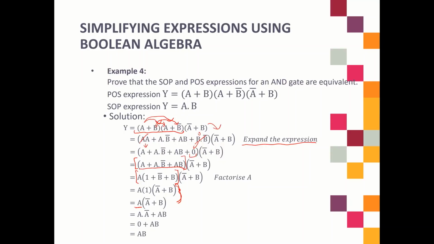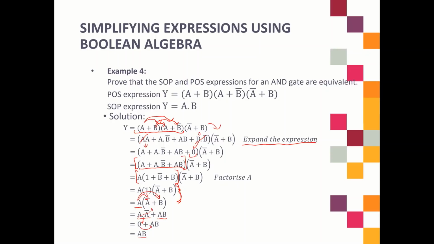And then next step, you expand the expression with our last term, which is a bar plus b. So you multiply, and you will get a and a bar plus a and b. You apply the theorem that a and a bar is 0, so you will get 0, and then 0 plus ab is another theorem, so you will get a and b. So this is how you can simplify the POS expression.